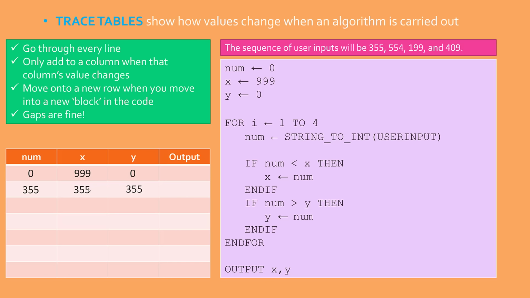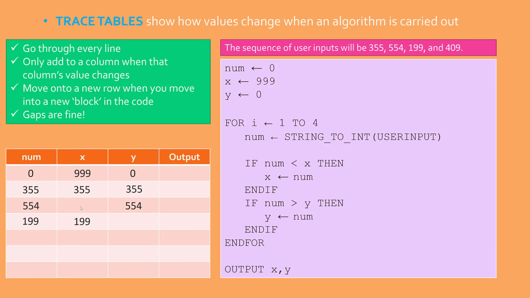Now, again, you could put the second 355 on the line below because it's in an if statement below the top if statement. But again, personally, I'd put it on the same row. And we can progress through the code. 554 is the next input. Only this is bigger than y, and so y gets updated. Then 199, this is less than the current value of x, and so x changes.